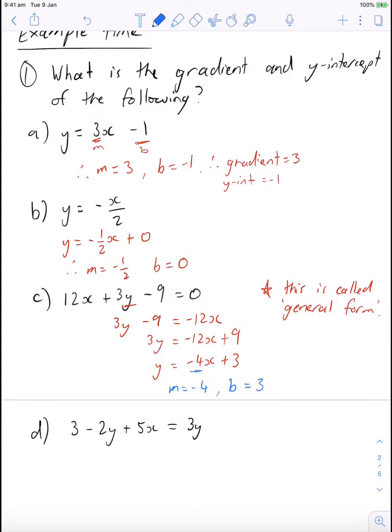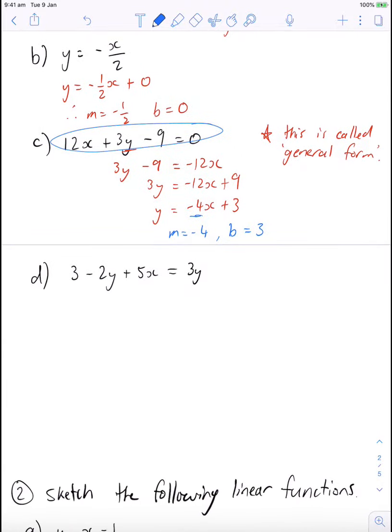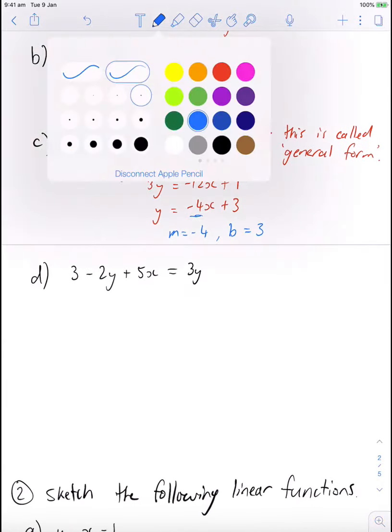Something I will note about this question is this actual way of writing it, that's what we call general form. And general form is just a different way of writing a linear equation. A couple of special rules about it. We always say that the coefficient of x is positive. We say that there's no fractions, and we say that all our terms are on one side, so it equals 0. We can have a look at that a little bit more later, but I just thought I'd note it there.